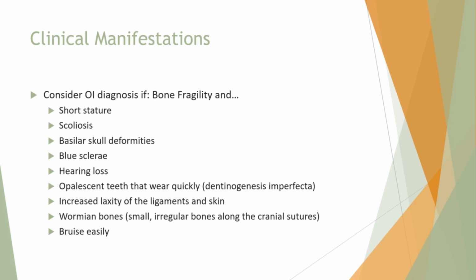So if they also have short stature or bone fragility and scoliosis or skull deformities or blue sclera or hearing loss or teeth that wear quickly, increased laxity of the ligaments and skin, Wormian bones, so small irregular bones along the cranial sutures, and then if they bruise easily. So diagnosis is made based on, and more straightforward in, children that have bone fragility and then a positive family history of extraskeletal manifestations.